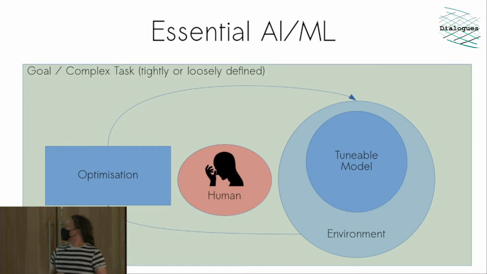But what else have we got here? We've got some sort of tunable... Actually, let's start from the beginning. The human here has some kind of goal, which might be quite tightly defined, like a typical machine learning task could be to recognize cats or dogs, or to pick out tumors in a CT scan, or try and estimate the health of an ecosystem.